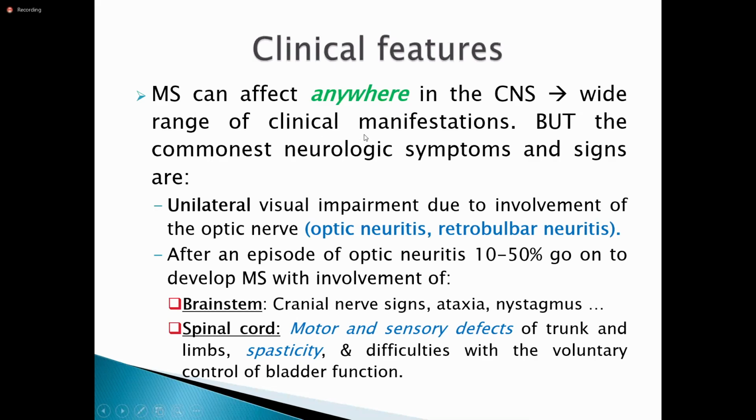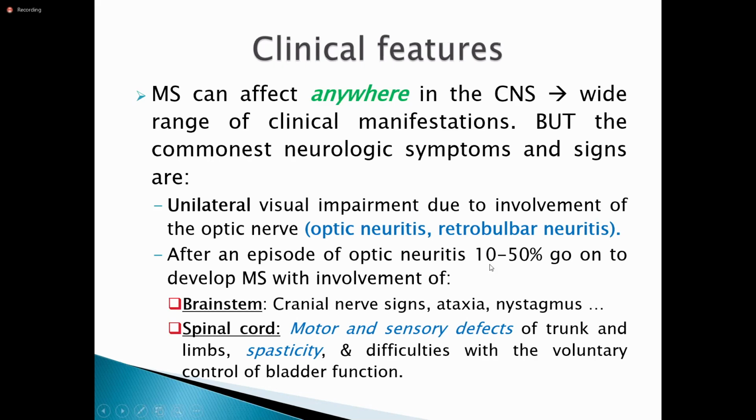Clinical features, as we said, it can affect anywhere in the CNS, with a wide range of clinical manifestations. The commonest neurological symptoms and signs will impair function. Some symptoms are more common, especially in the early stages before the diagnosis. Many people say, for example, that one day they woke up and could not see in one eye, or that their eye hurts, or that they have abnormalities in visual acuity and suddenly stopped seeing well. So, unilateral visual impairment due to involvement of the optic nerve.